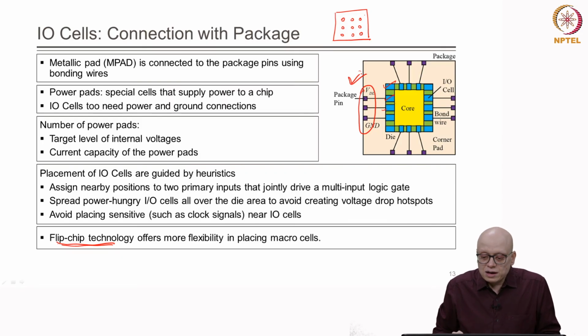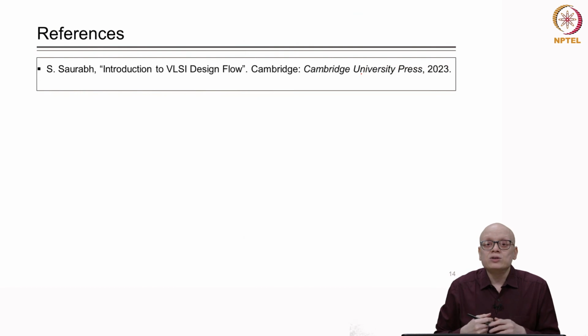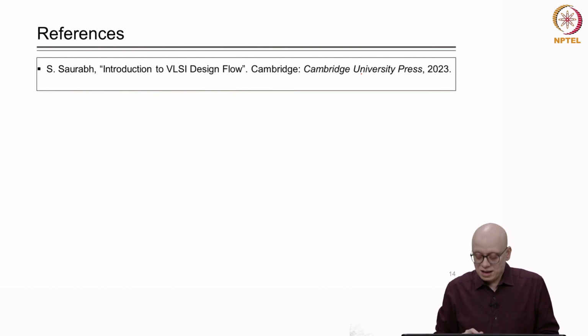Now, if you want to go deeper into the topics that we discussed today, you can refer to this book. And to summarize, in this lecture we have looked into some aspects of chip planning. We looked into what a hierarchical design flow is, and in that what are the basic design steps that we need to carry out, and we looked a little bit at floor planning also.